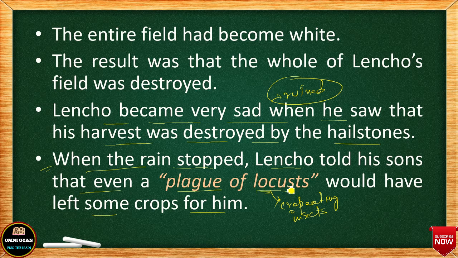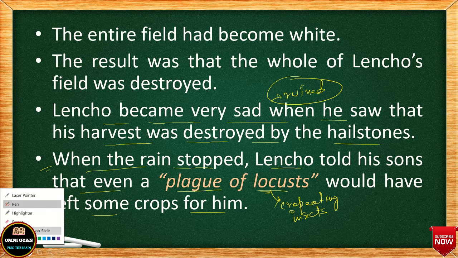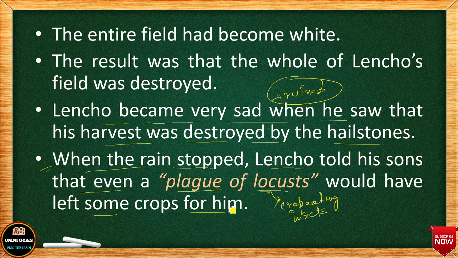तो लेंचो ये बोलने लगा, Lencho told his sons that even these insects, these crop eating insects, would have at least left something, but the rain did not leave anything. कि ये लोकस्ट जो है, शायद अगर लोकस्ट भी मेरे फील्ड में आ जाते, at least they would have not eaten the entire crop, they would have left some crop for me. But the rain, the hailstones did not. It destroyed everything. Okay, it destroyed everything.